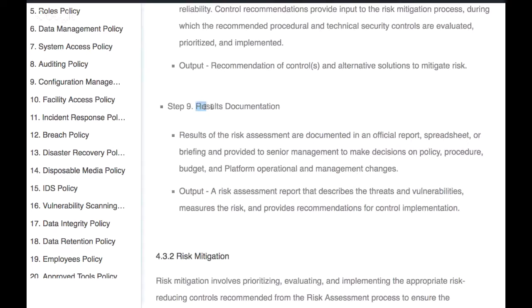Step 9, results documentation. Results of the risk assessment are documented in an official report, spreadsheet, or briefing, and provided to senior management to make decisions on policy, procedure, budget, and platform operational management changes. Output. A risk assessment report that describes the threats and vulnerabilities, measures the risk, and provides recommendations for control implementation. Okay.